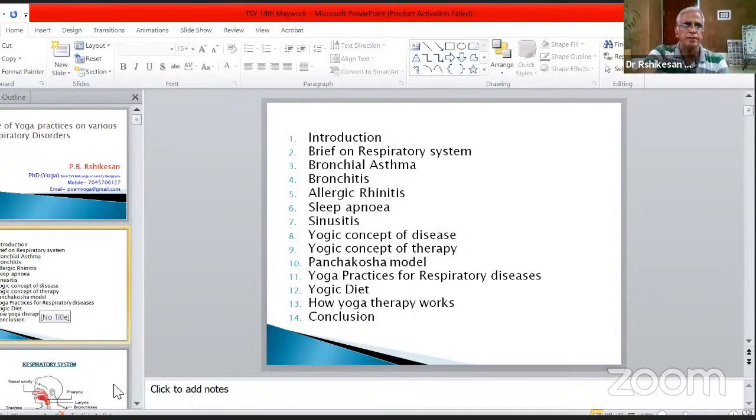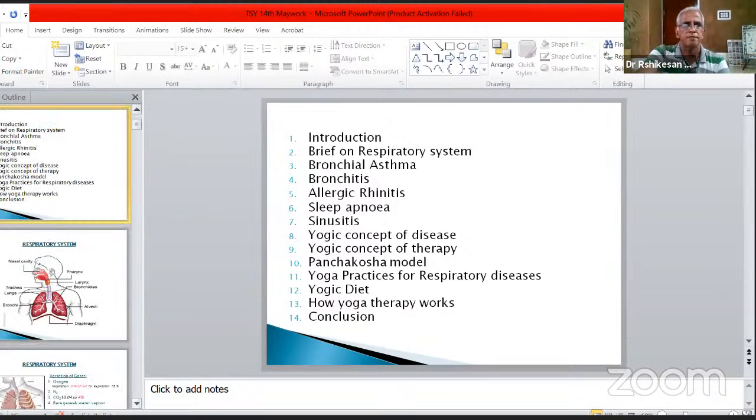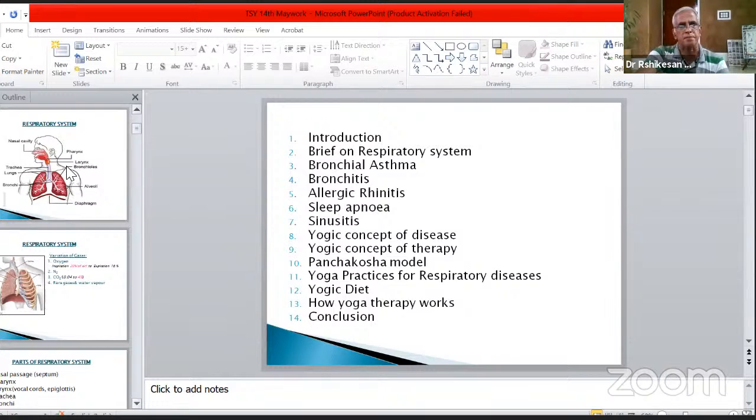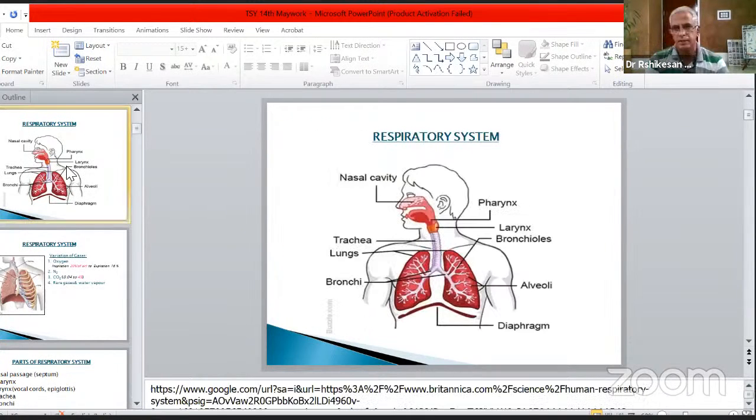The first thing we should know is the functioning of the respiratory system. This is fundamental to life. As per the yogic concept, the prana shakti is what we are inhaling and exhaling. We are taking the prana shakti from nature, and this prana manifests in different ways. Oxygen we are taking, and carbon dioxide we are releasing to the atmosphere, but these are the manifestations of prana. Prana is the basic fabric of the whole creation.